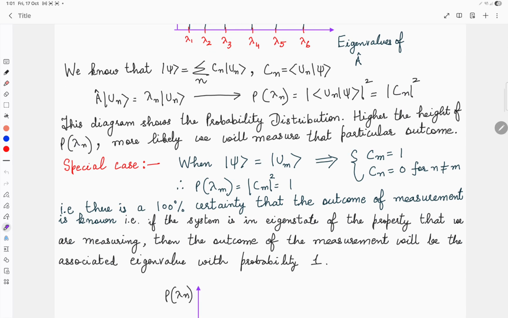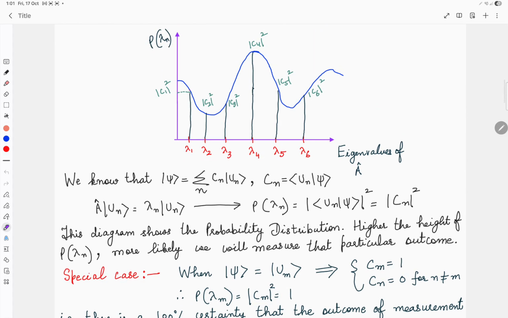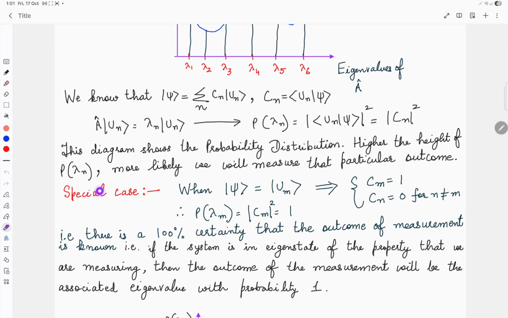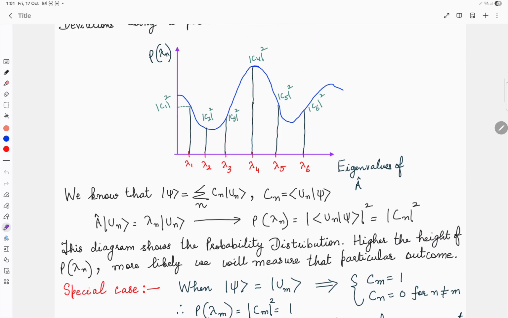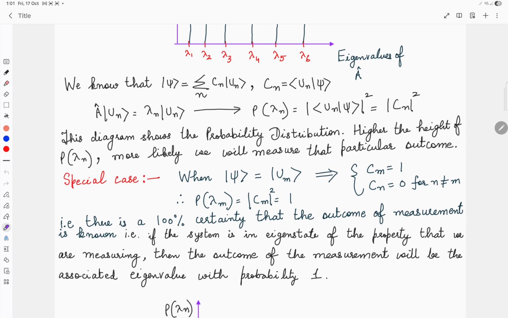Now this diagram, the one I have just shown, shows the probability distribution. The higher the height of this P(lambda n), the more likely we are to measure that particular outcome.